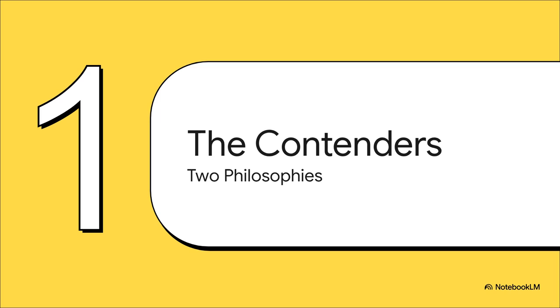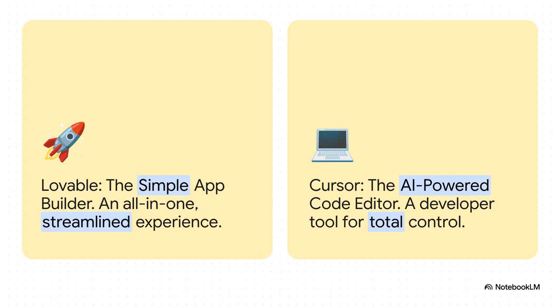In one corner, we have Lovable, which bills itself as the simple app builder. And in the other corner, Cursor, the AI-powered code editor. The best way to think about them, it's really the automator versus the copilot. And this really gets to the heart of it, doesn't it? Lovable's whole goal is to hide the messy stuff, to abstract away all the complexity, and just give you the simple, streamlined, all-in-one experience. Cursor, on the other hand, embraces the complexity. It gives developers this incredible AI-powered toolkit so they have total control inside a familiar workflow.